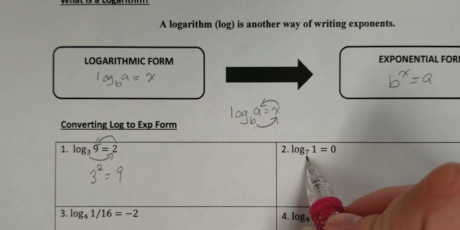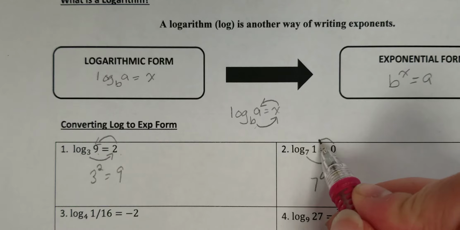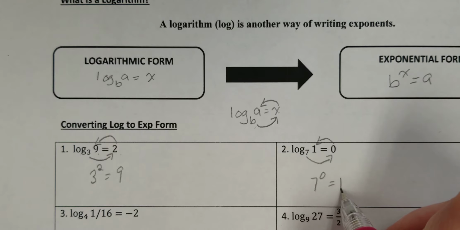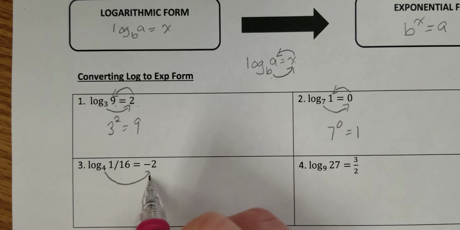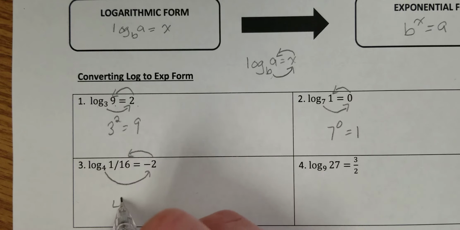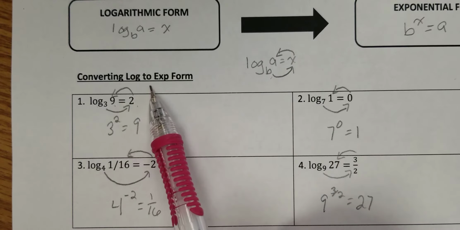For number 2, you start with the 7, you circle to the 0, so 7 to the 0 power equals 1. For 3, it circles this way and back up here, so 4 to the negative second power equals 1 over 16. And then for 9, it's 9 to the 3/2 power equals 27. And there we go. That's how you change from logarithmic form to exponential form.